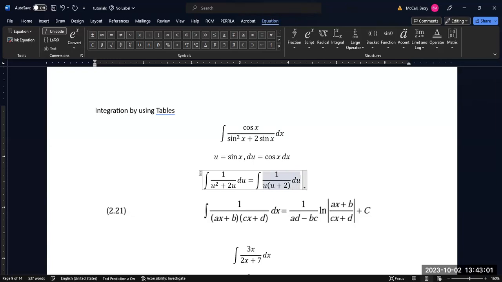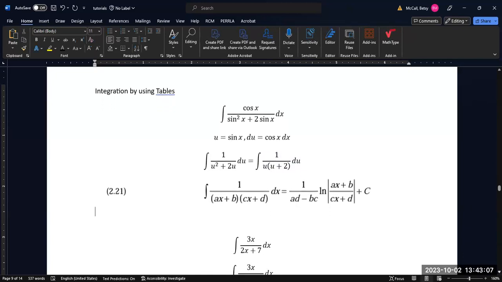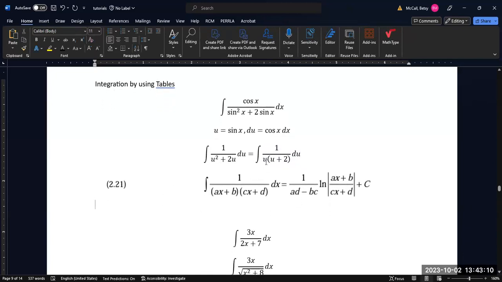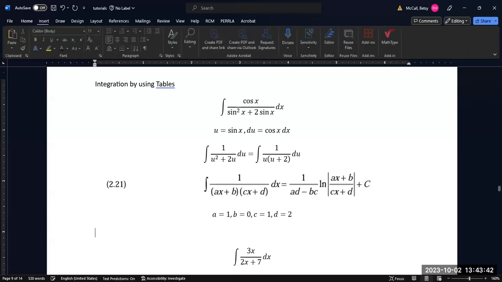There we go. So what we need to identify in order to apply the formula is all the coefficients. If I'm going to let this u be my ax plus b, then a is going to be 1, and b is going to be 0, and c is going to be 1, and d is going to be 2. So this is my u factor, this is my u plus 2 factor. And so that means I can then apply this expression for my answer.